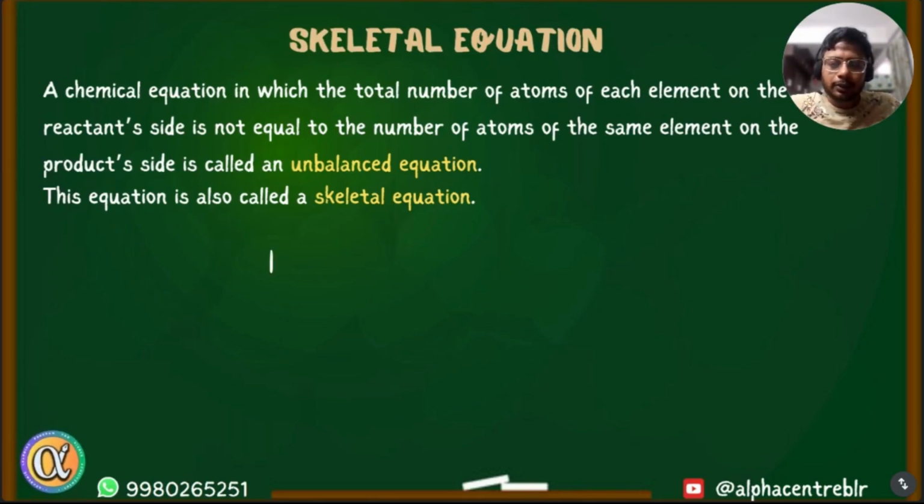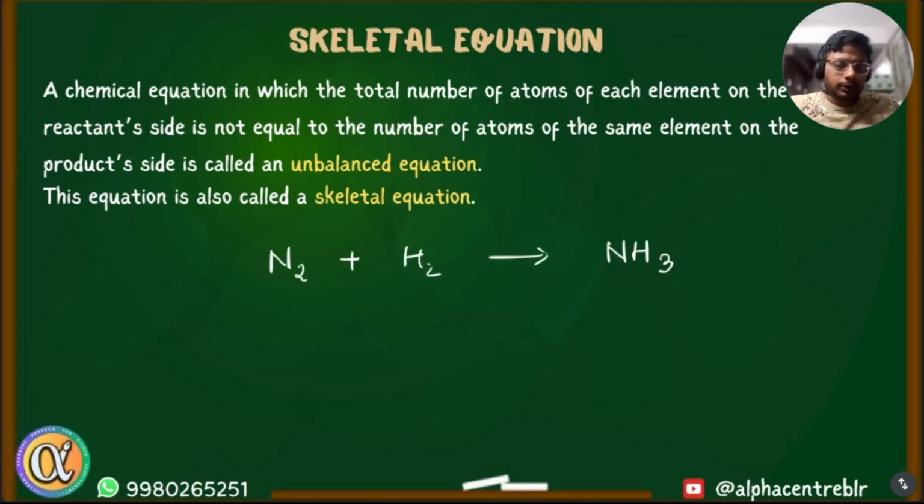For example, nitrogen combines with hydrogen to form ammonia. So nitrogen gas combines with hydrogen gas to form ammonia gas. Okay, we can also write the state here.